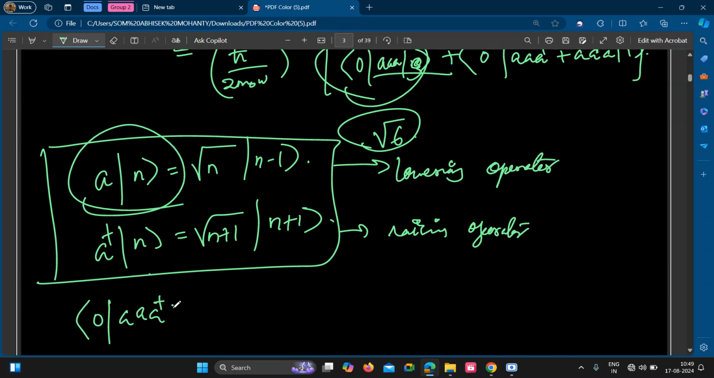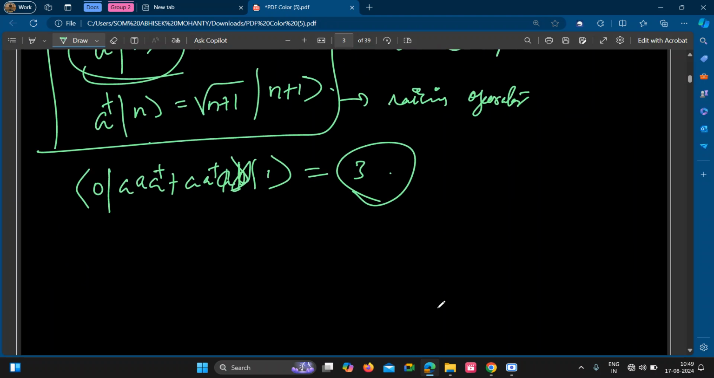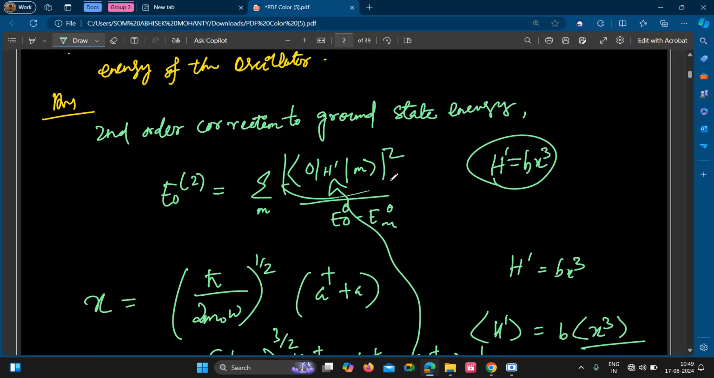A dagger plus a dagger a, 1. I will get 3. So I will just put root 6 plus 3 here, then I will get the value. I hope you can do it. So we have to remember the raising and lowering operators to solve these kinds of questions.